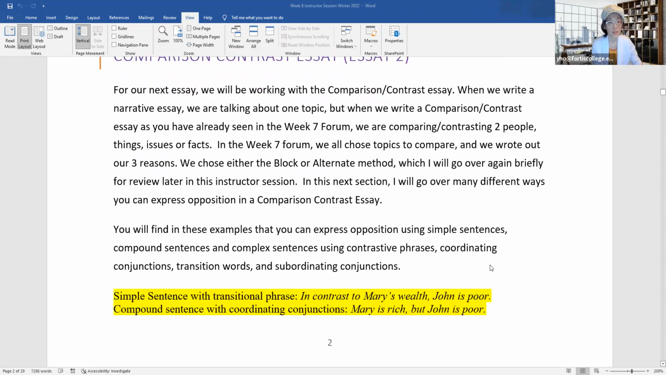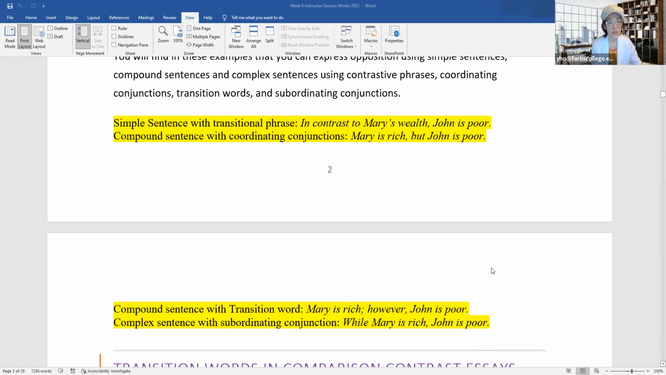Getting into the comparison contrast essay, here are some ways in which you could say, for example, a lot of people are saying, Mary is rich, but John is poor. The most common way everybody is using opposition is but. There are many other ways to say but, so instead of saying but all the time, you could say in contrast to Mary's wealth, John is poor.